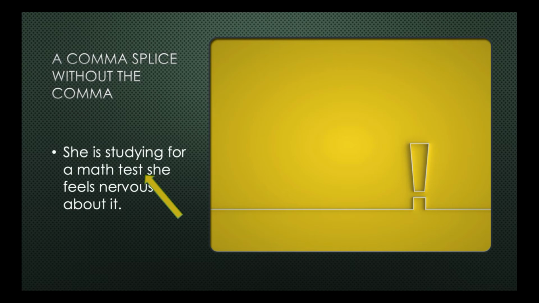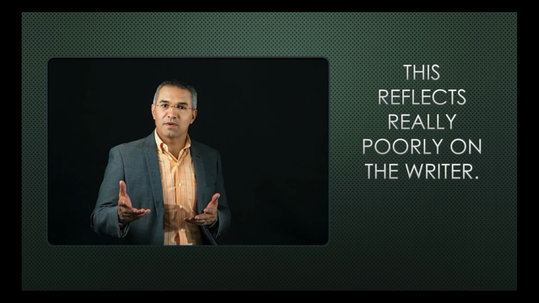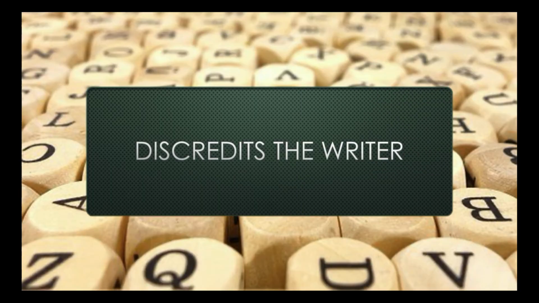She is studying for a math test. She feels nervous about it. This reflects really poorly on the writer, as using punctuation between two independent clauses is a big part of English grammar. Plus, it also makes that sentence confusing and a puzzle for readers to have to decode. It discredits the writer because he or she has lost complete control of the sentence, and it's kind of shocking that this blatant error wasn't identified in the editing process.